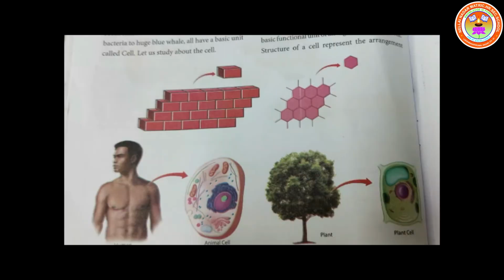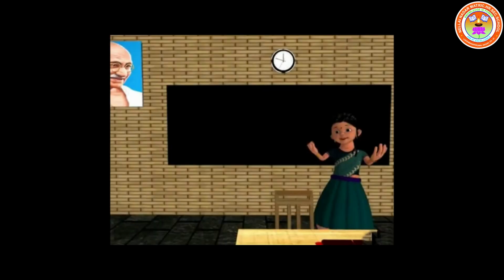Let us continue with the cell as a fundamental unit of life. A building wall is made up of numerous bricks. In a similar manner, a beehive is composed of numerous hexagonal units. Some of the organisms are represented by a single cell. Therefore, they show a simple organization.